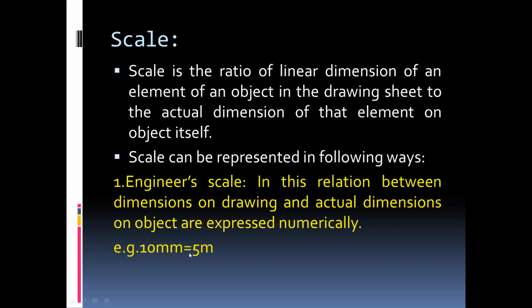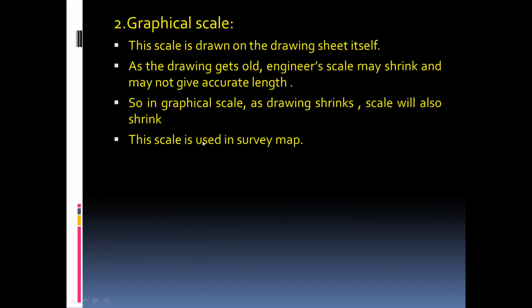We represent this engineer scale like this: 10 mm equals 5 meter. That means if the object has a length of 5 meter, we will show that length on the drawing paper by using the dimension 10 mm. So 10 mm is equal to 5 meter. This is one way to represent the scale. The second way is the graphical scale.